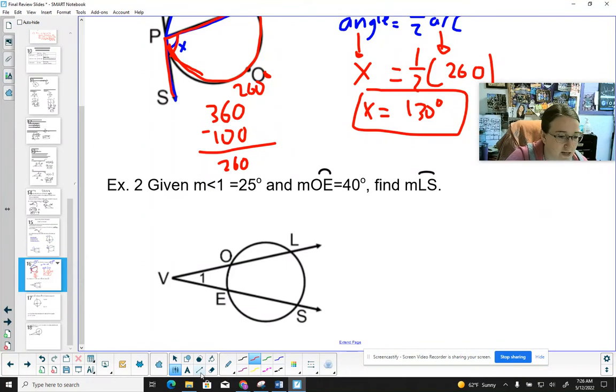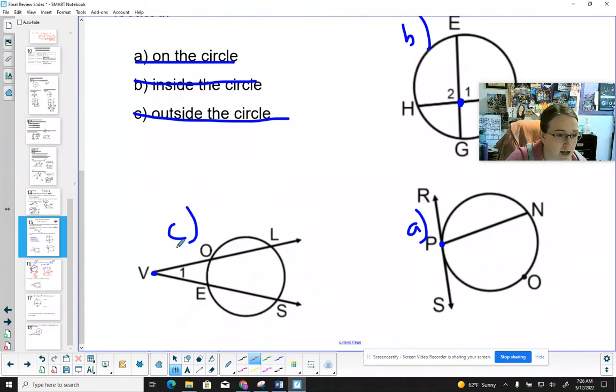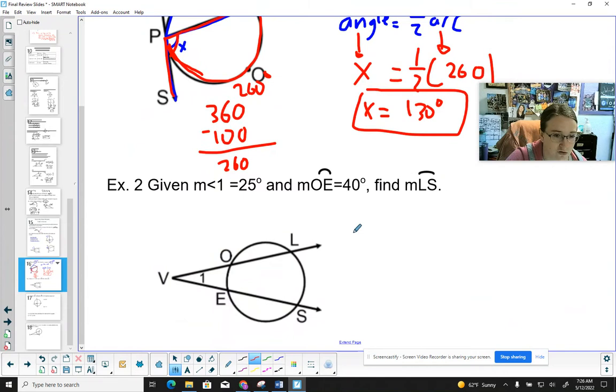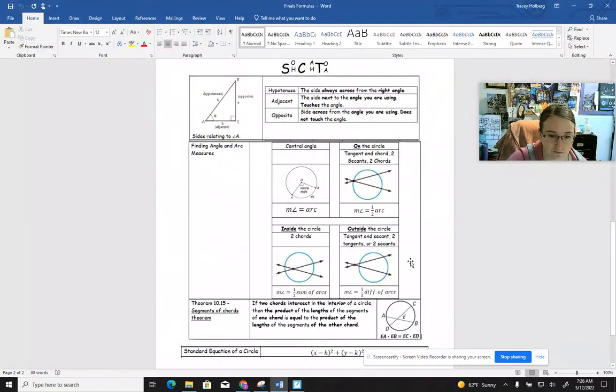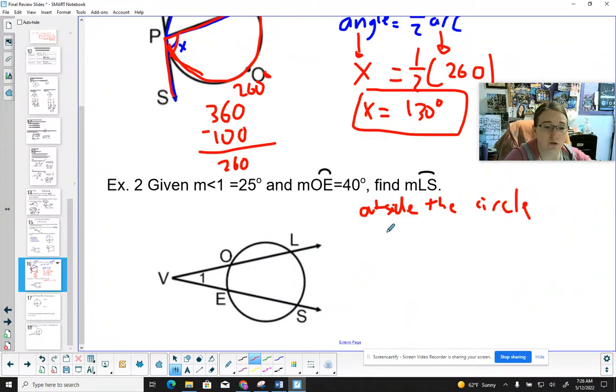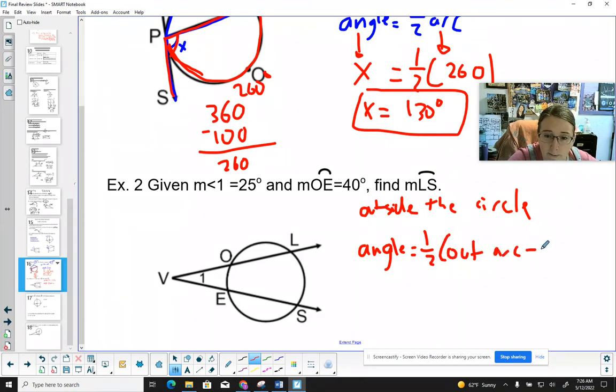On number 2, same thing again. We already determined that this one was outside the circle. So again, we're outside the circle. Take a second to write the formula down off your formula sheet for outside the circle. In class, I had you write down the one we're used to: the angle equals 1/2 the outside arc, I'm going to say out arc to make it easier, minus the inside arc.